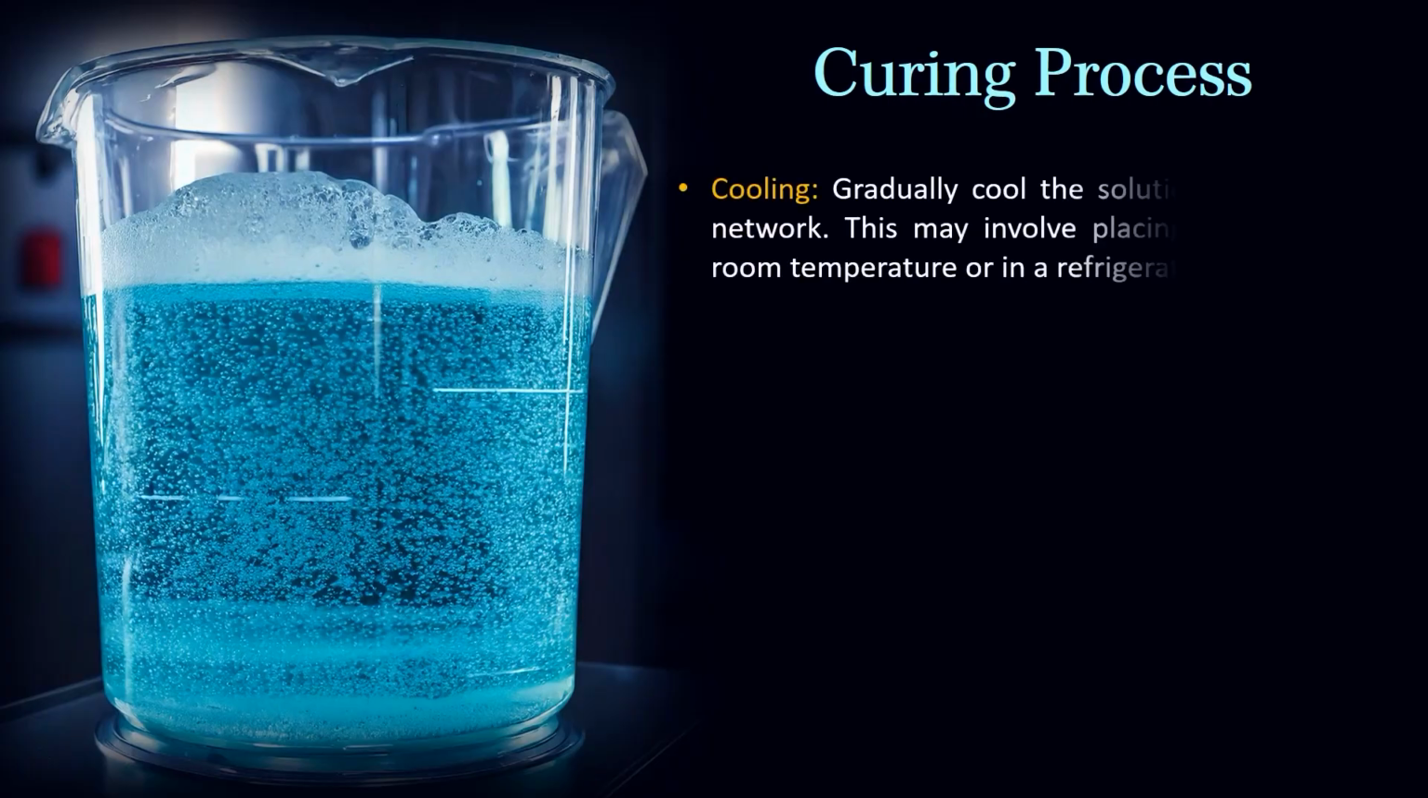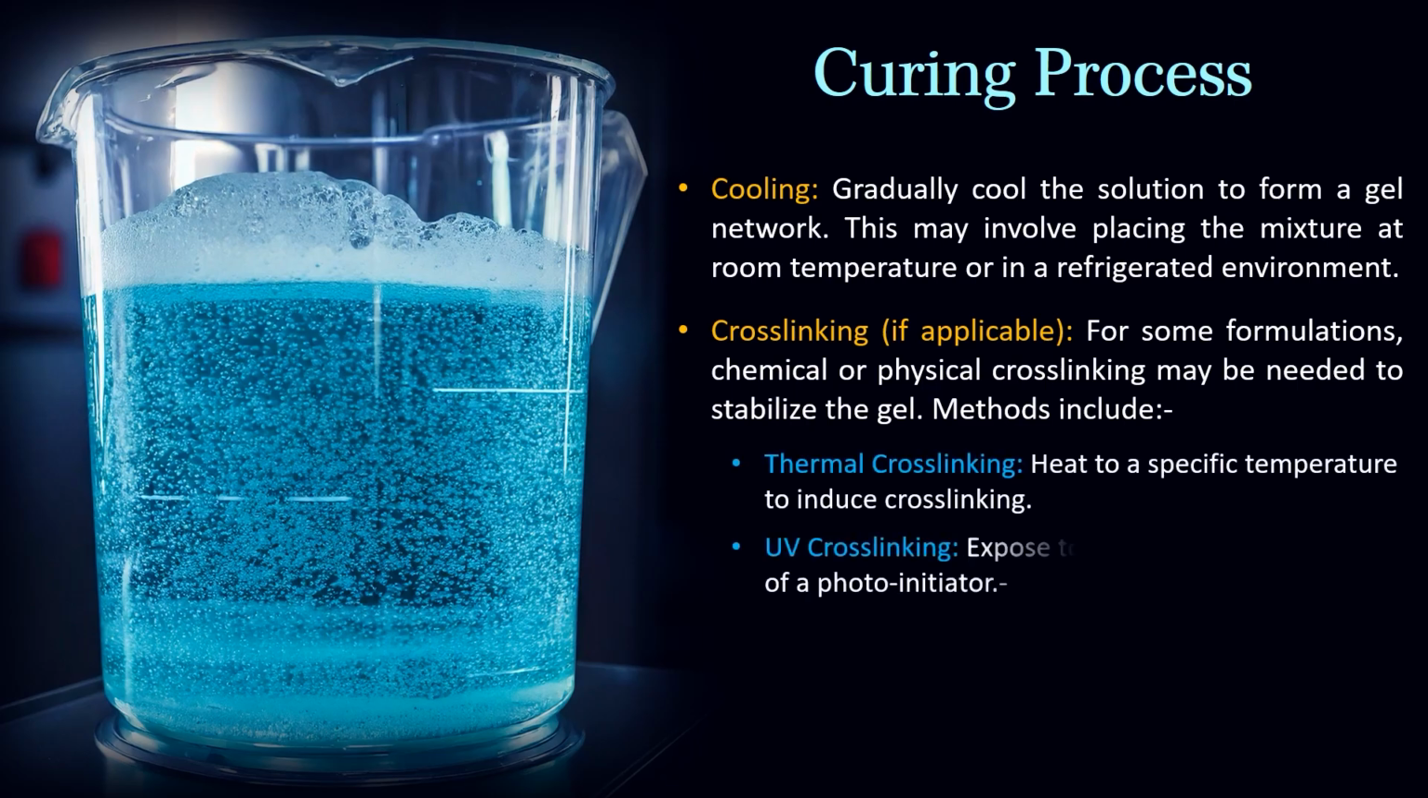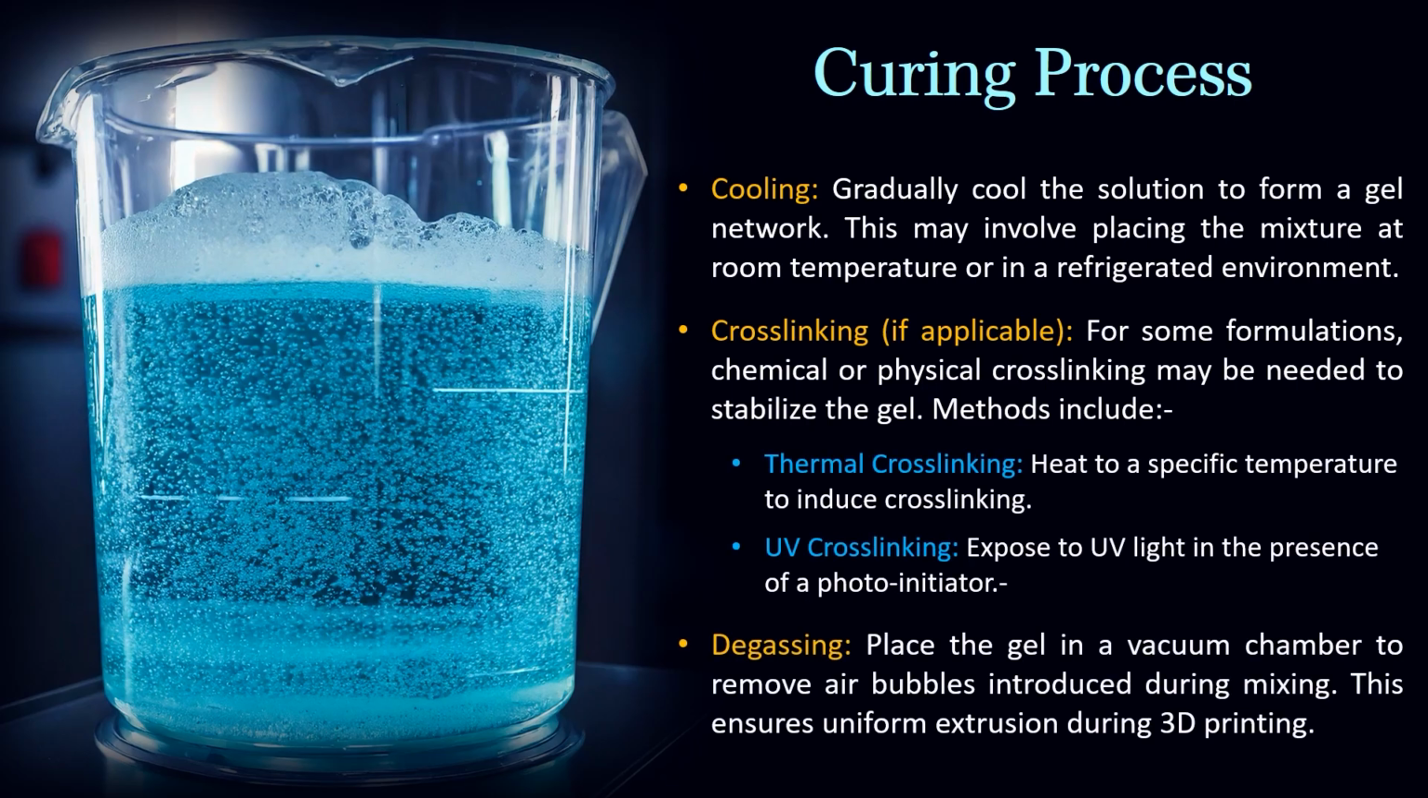gel properties. Then the next stage involves curing, in which we go for the cooling step, and we go for the cross linking. Cross linking is again categorized, like thermal cross linking if we are interested, or UV cross linking, and the degassing stage. All these are the sub parts of the curing process.